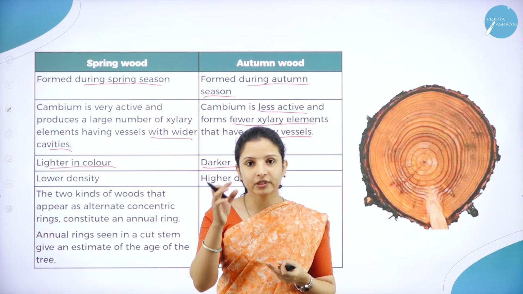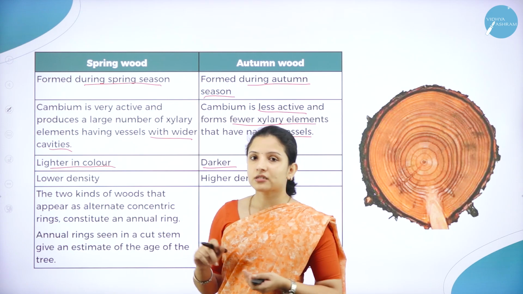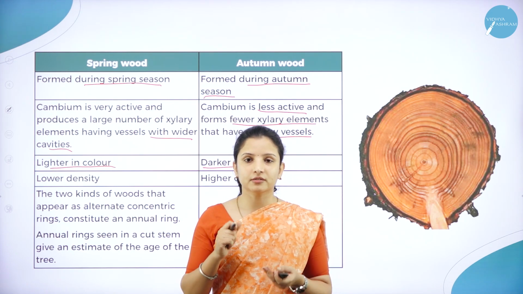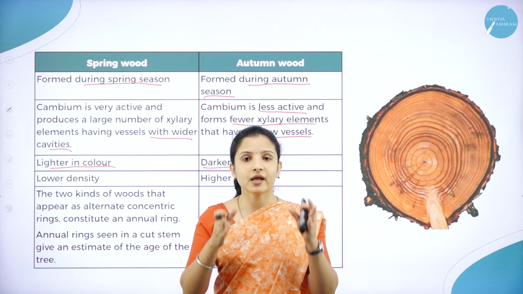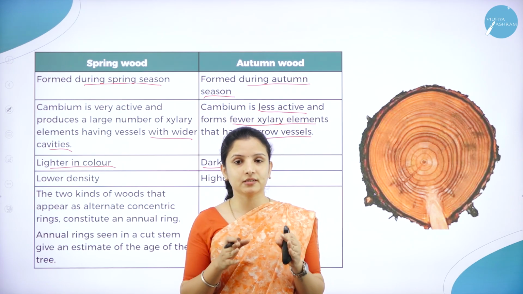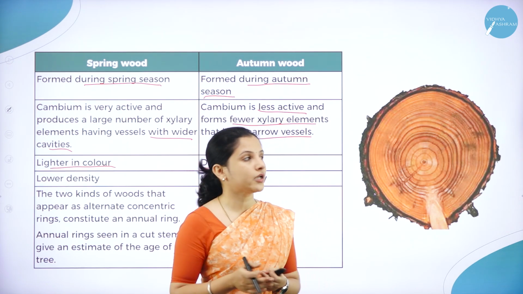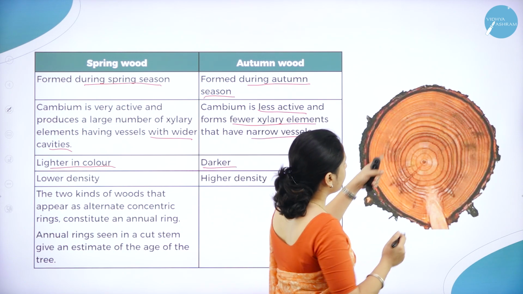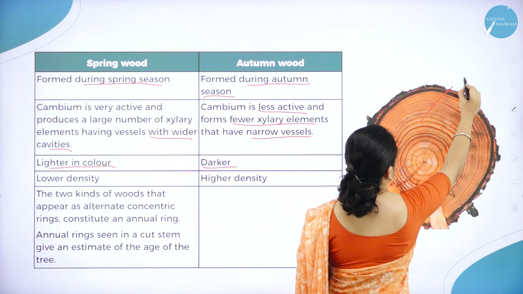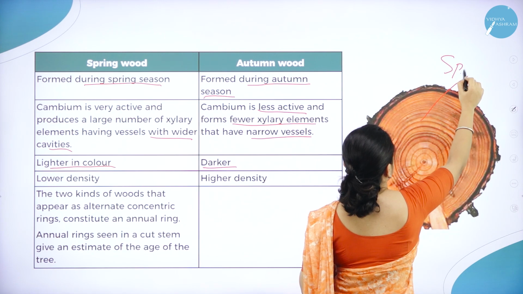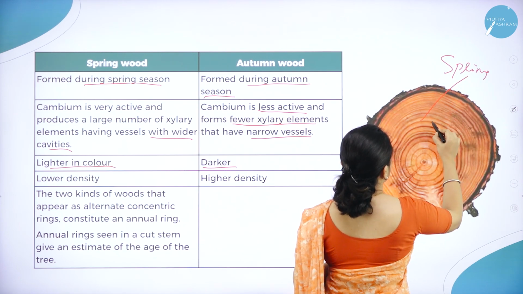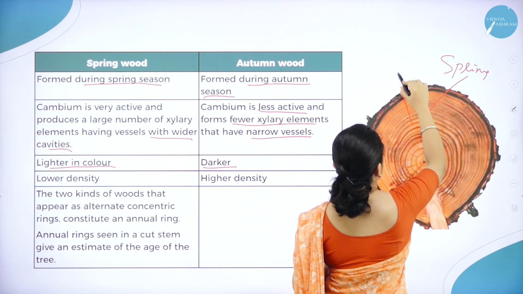Why? I told you there are 10 light color rings and 10 dark color rings. Therefore, the tree has been living for 10 years. Its age is 10 years. So like that we can count. You can see here we have light color, that is the spring wood present, and the dark color which we can see here, that is the autumn wood.